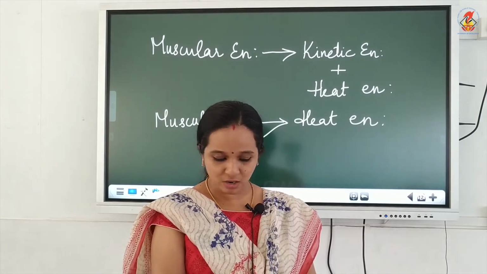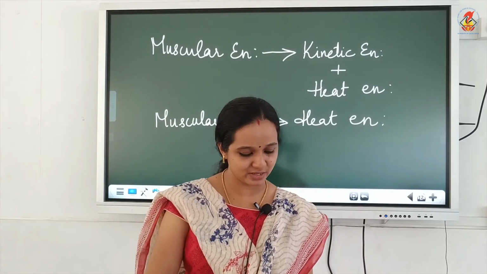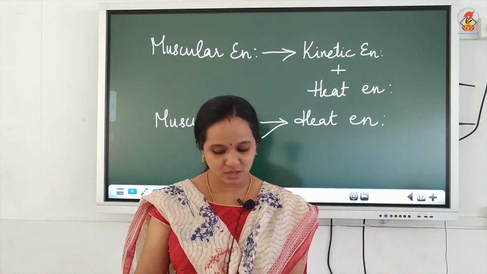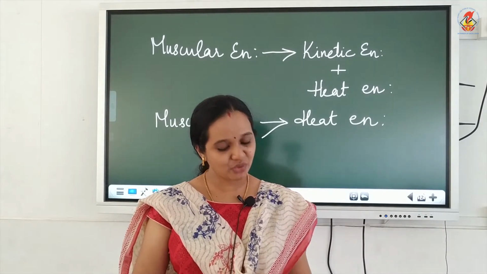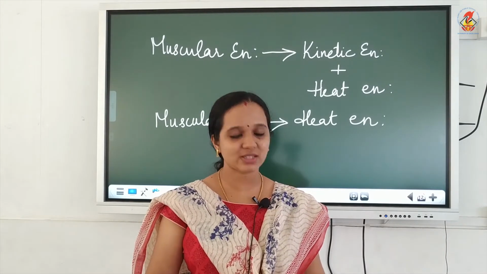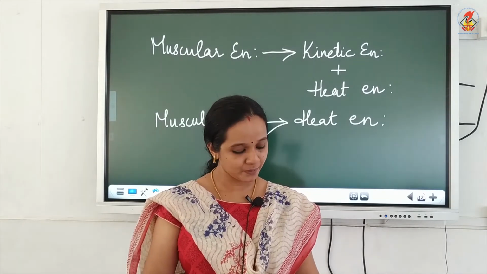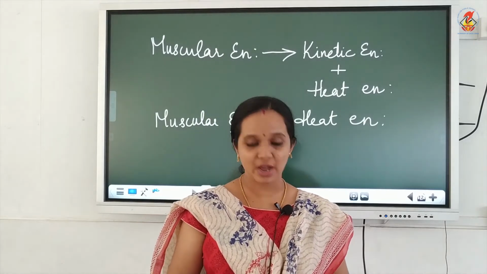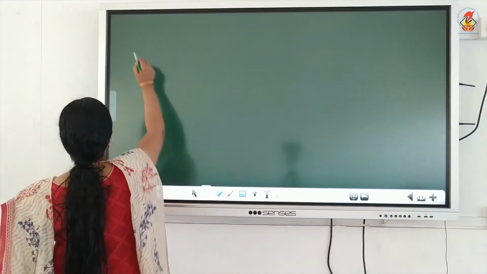Okay. Now, moving on to the 10th question of the textual exercise. An object of mass 40 kilogram is raised to a height of 5 meter above the ground. What is its potential energy? If the object is allowed to fall, find its kinetic energy when it is halfway down. Okay. 10th question, page number 156.